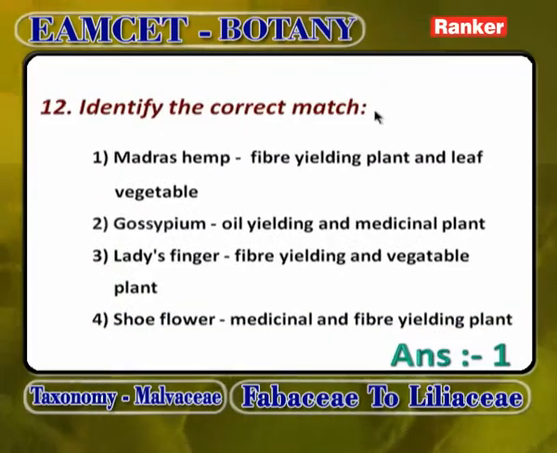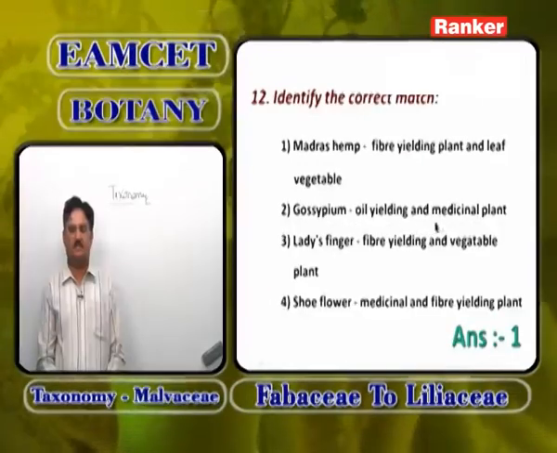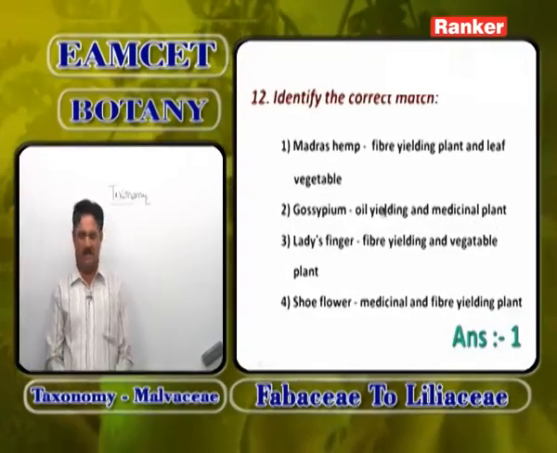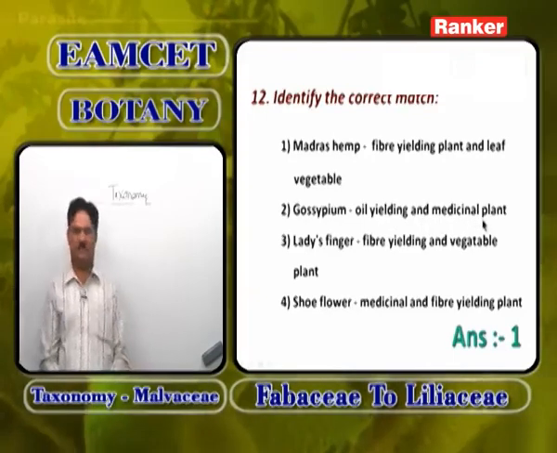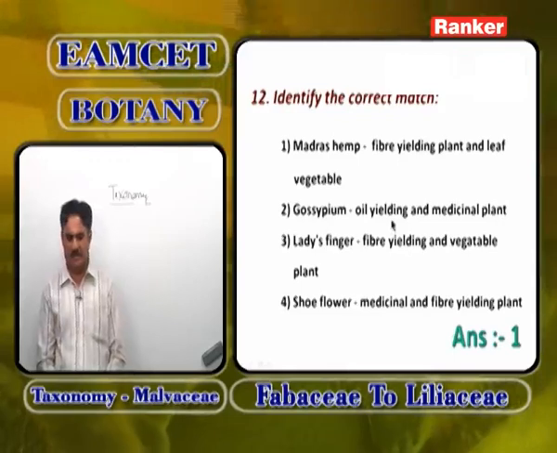Next, identify the correct match. Madras hemp, fiber yielding plant and leafy vegetable. Madras hemp, as I just told, is Hibiscus cannabinus. Fiber yielding plant and leafy vegetable. This is correct. Gossypium, oil yielding plants and medicinal plant is wrong. Oil yielding plant and fiber yielding plant must be there. So Gossypium is oil yielding plant, and medicinal plant is wrong.